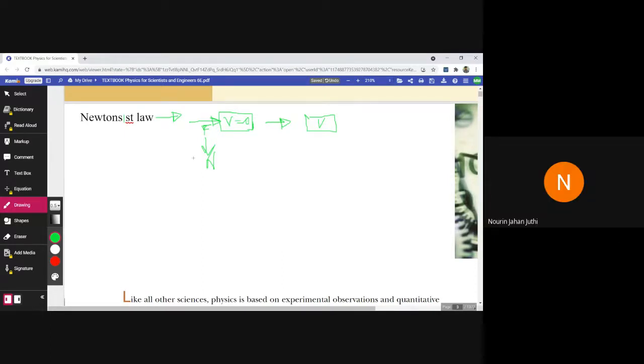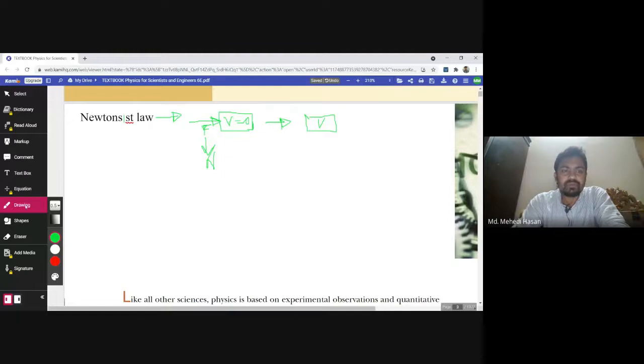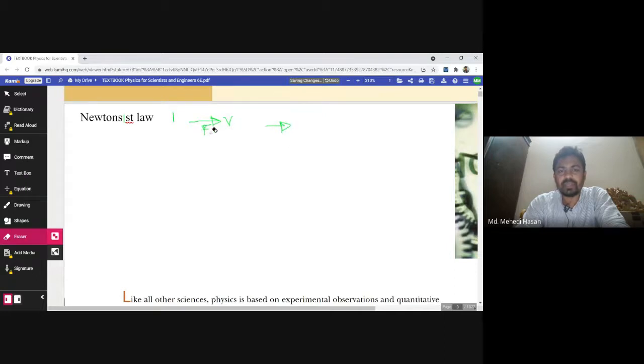Yes, sir. Okay, then if we go to Newton's second law, just wait. So Newton's second law is mainly about force and acceleration. The statement of Newton's second law is, just wait.